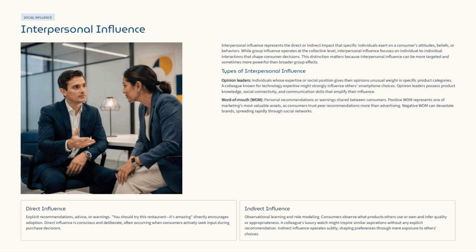Word of mouth, or WOM, is a great example here. Personal recommendations or warnings shared between consumers are incredibly influential. Positive WOM is one of the most valuable tools in marketing because people tend to trust peer recommendations over traditional advertising. On the flip side, negative WOM can be devastating for brands, spreading quickly through social networks and damaging reputations.